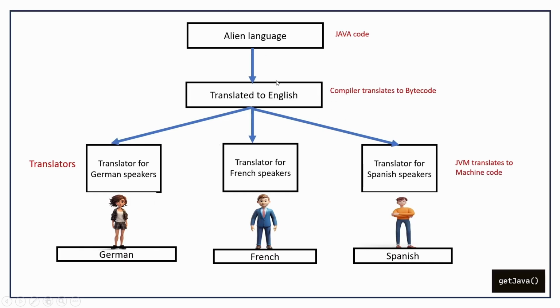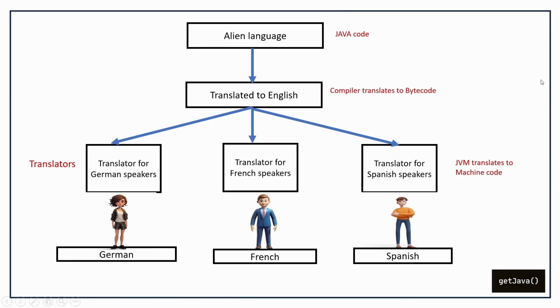It takes the language and converts it into English, but English still cannot be understood by native speakers, someone who speaks German or French or Spanish. So we need a translator to convert this English to the native language. So the JVM acts as a translator for converting English to German. Similarly, in Java, it takes the bytecode and converts it into platform specific machine code. So we can consider the JVM as the translator. I hope it is clear as of now. If you still have some doubts, you can mention them in the comment section.